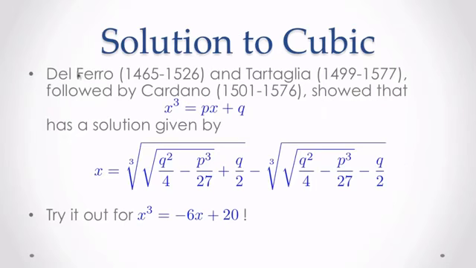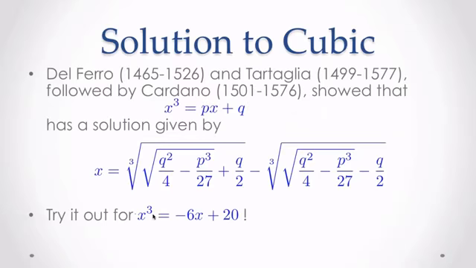Now, Italian mathematicians Del Ferro and Tartaglia, followed by another Italian mathematician, Cardano, showed that this cubic equation, x cubed equals px plus q, has a solution, and it's given by this rather complicated formula. So p is the number in front of the linear term, q is the number that doesn't have any x's attached to it, and if you take these numbers and plug them into this rather complicated equation, then supposedly you get an x. So let's actually try this out.